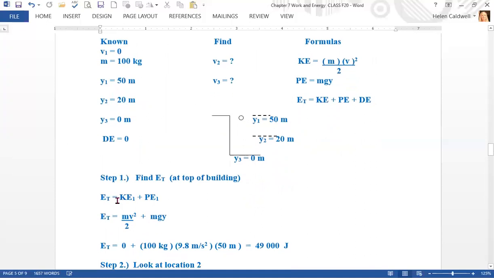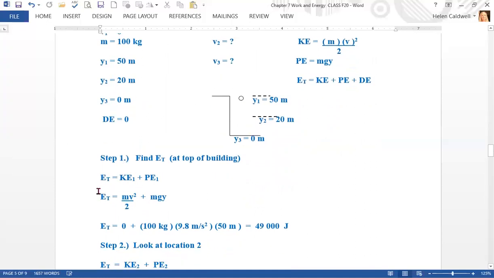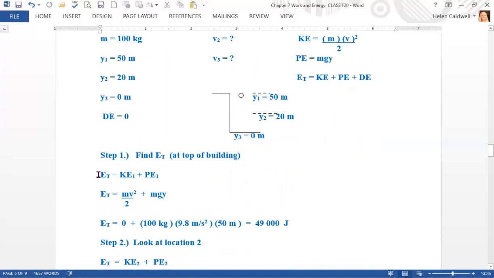All right, so let's look at this. Find E total. So at the top of the building, we know E total is kinetic plus potential. So that's mv squared over 2 plus mgy at the top. So at the top, velocity is 0, so kinetic energy is 0. At the top, the mass is 100 kilograms, g is 9.8 meters per second squared, and y is 50 meters. So 50 times 9.8 times 100 gives us 49,000 joules. That is the total energy at the top, but that's also going to be the total energy at Y2 and the total energy at Y3.